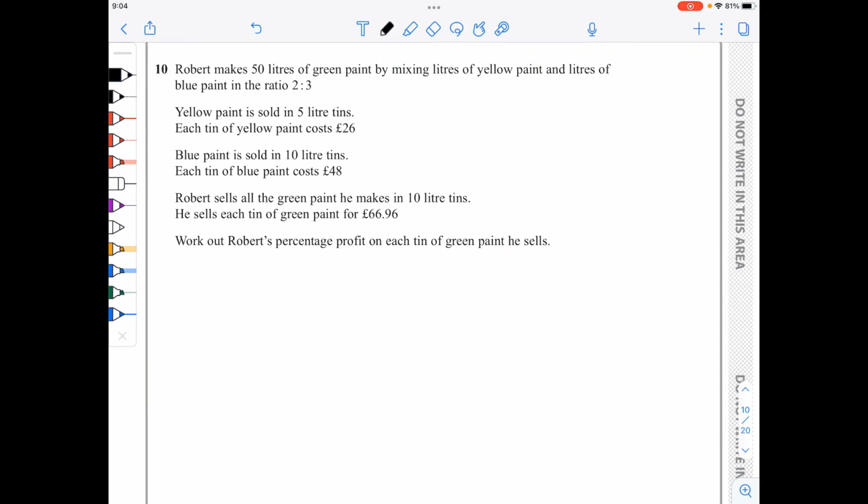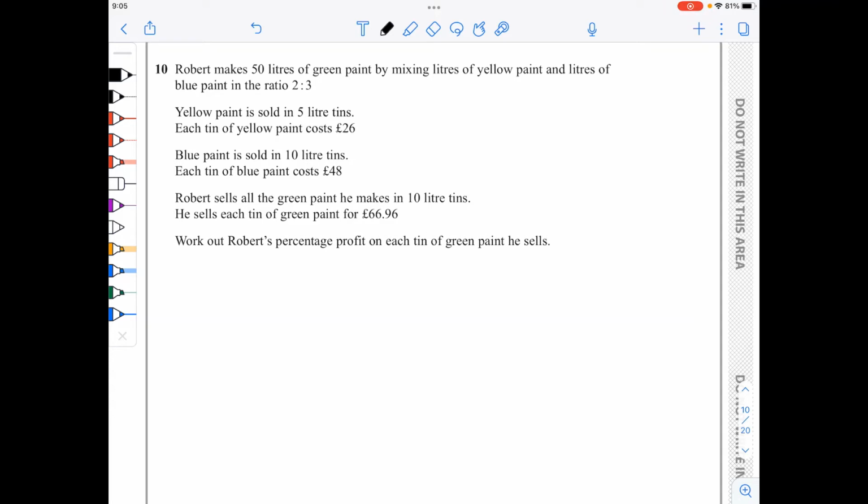Question 10. Robert makes 50 liters of green paint by mixing yellow and blue paint in the ratio 2:3. Now yellow paint is sold in 5-liter tins, each costing £26, whereas blue paint is sold in 10-liter tins, each costing £48. This will lead to 10-liter tins of green paint, which we will be selling for £66.96, and we need to work out the percentage profit.